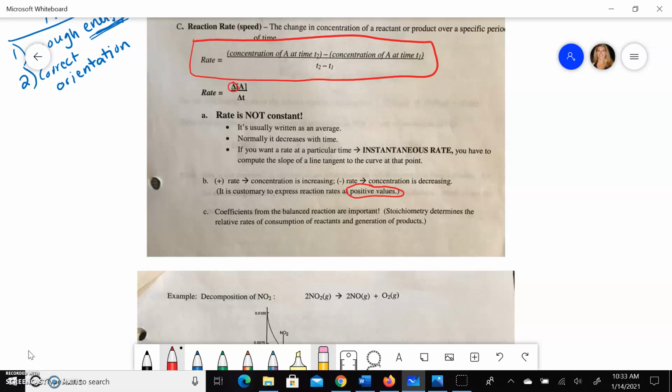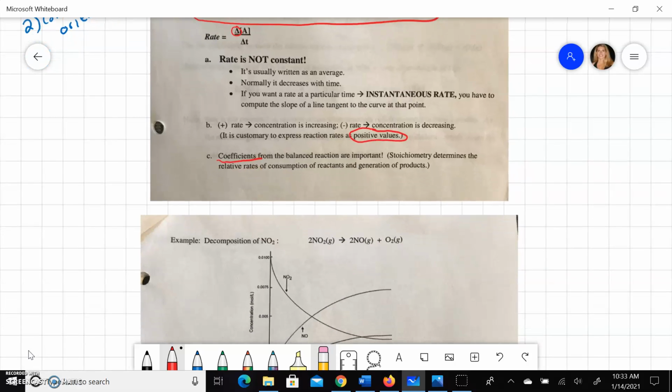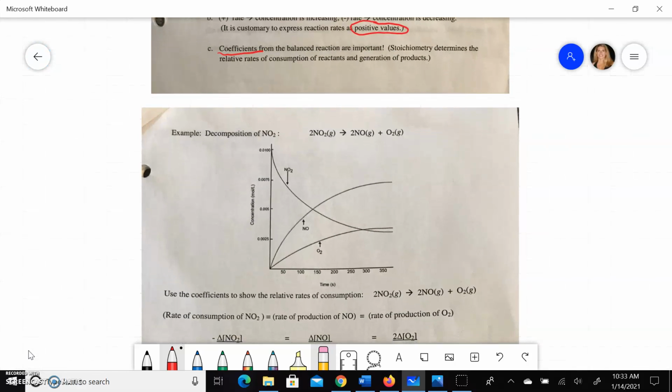We usually just do positive values. So if you're talking about the speed of a reaction, they're not really concerned with what is increasing and what is decreasing. They just want to know how fast the reaction is happening. So we just talk about it in terms of positive values. And keep in mind that those coefficients in the reaction are very important, and I'll show you why in just a minute. Let's take a look at this reaction here.